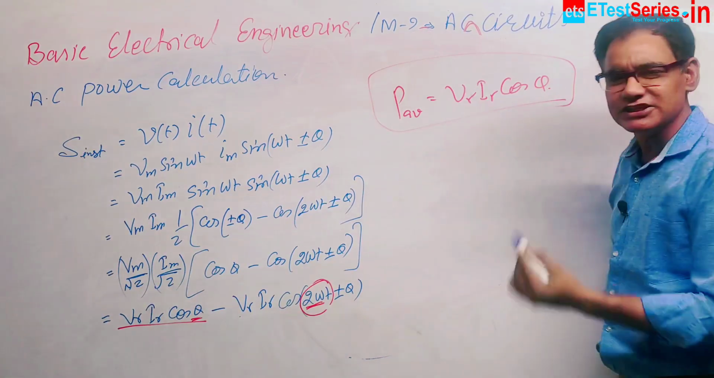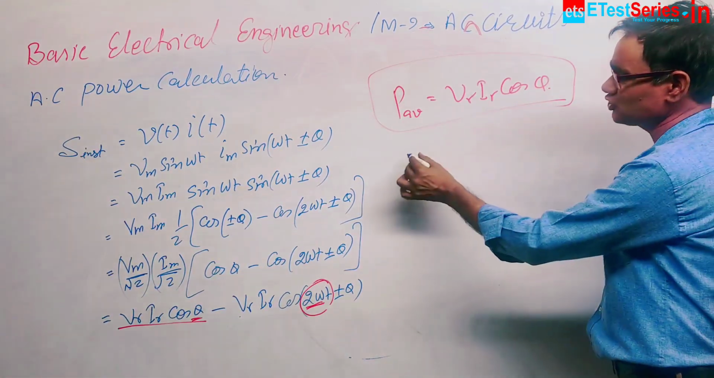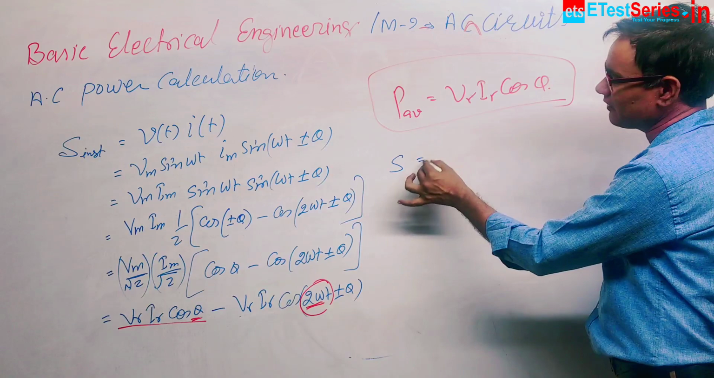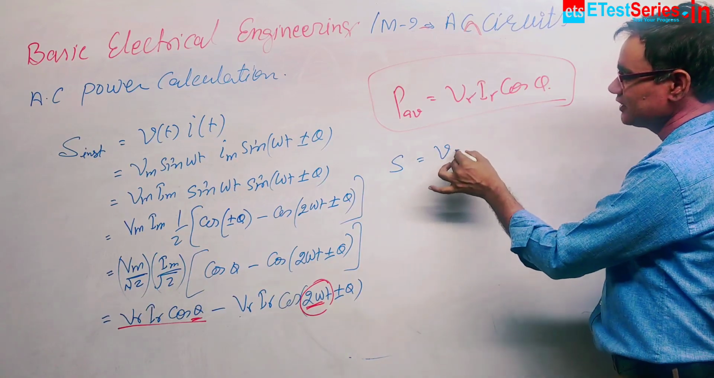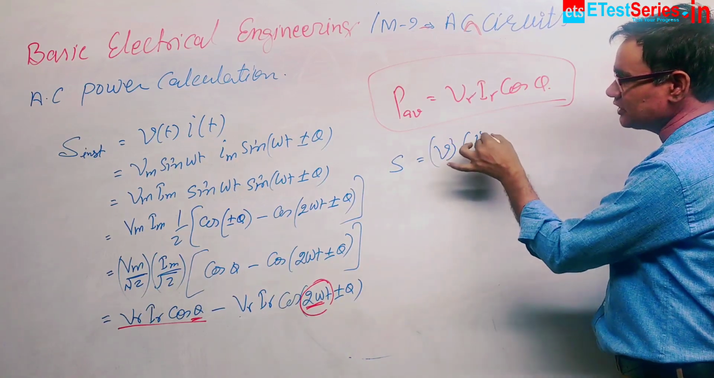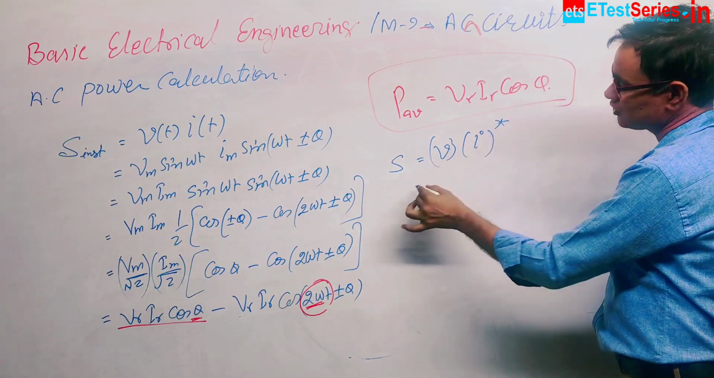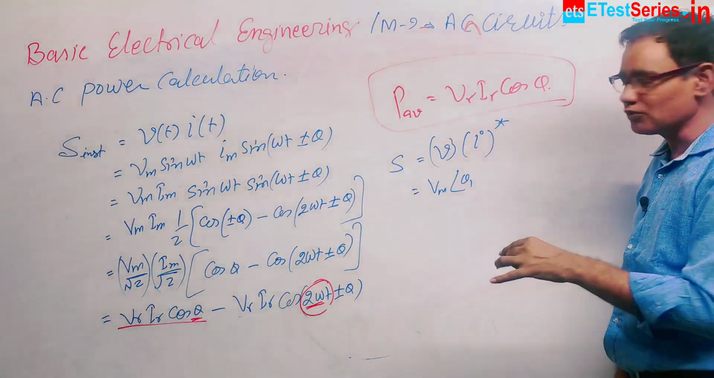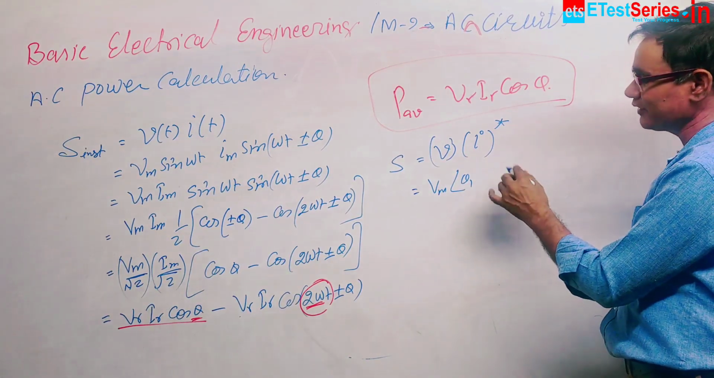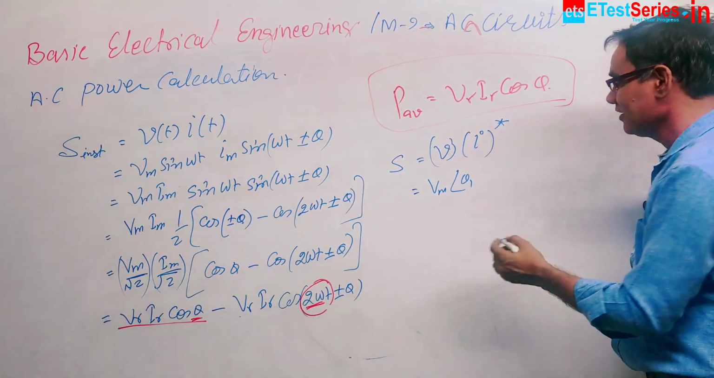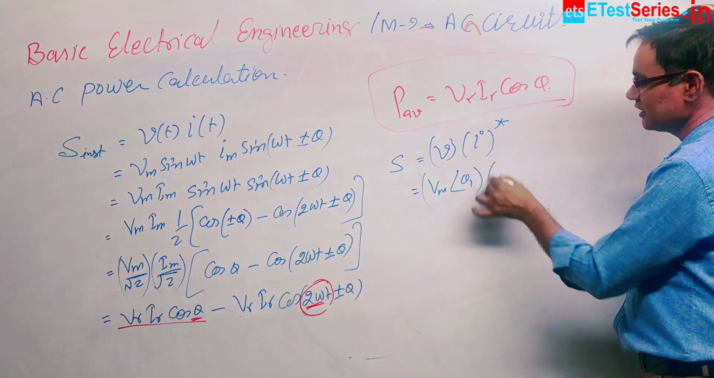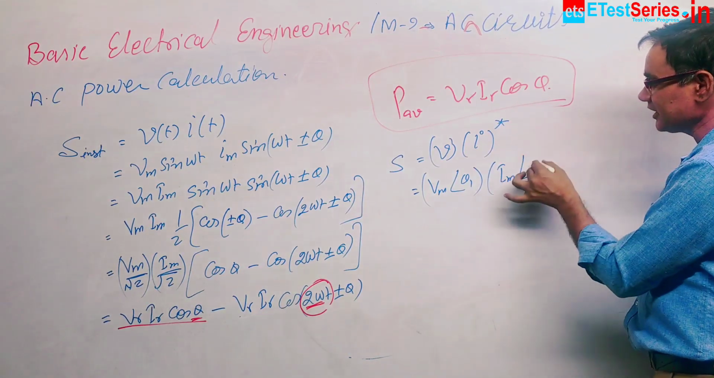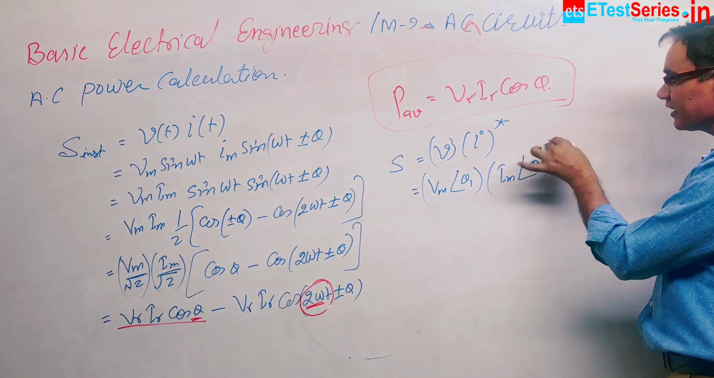Then we are taking the phasor sum and phasor multiple of these two. So the instant power is equal to voltage and current's complex conjugate. The value of voltage is Vm and angle is theta 1, the angle of the voltage. Suppose that the voltage is Vm sin(omega t plus theta). And current is Im and angle is theta 2, and we are taking the complex conjugate.